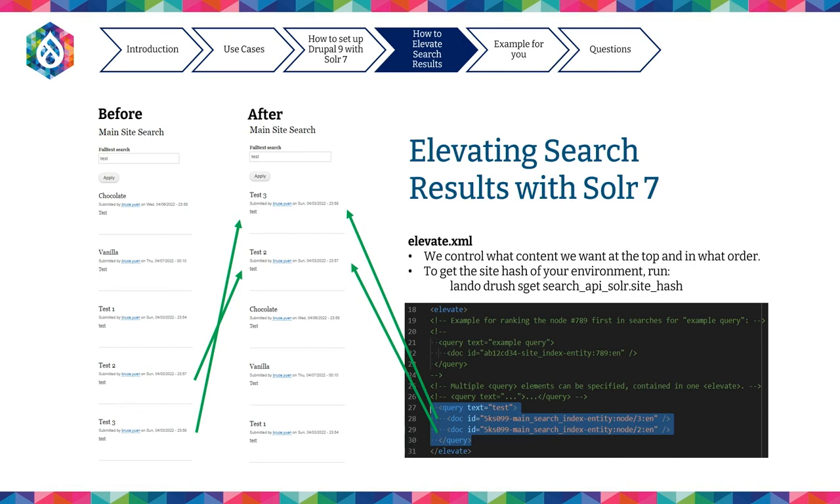And for the doc ID, how it's formatted is the site hash, the index machine name, the entity, and then the entity ID and the lang code. In this example, we are elevating nodes 3 and 2. And in the before image, test 2 and test 3 are at the bottom. And after applying it, it's at the top.